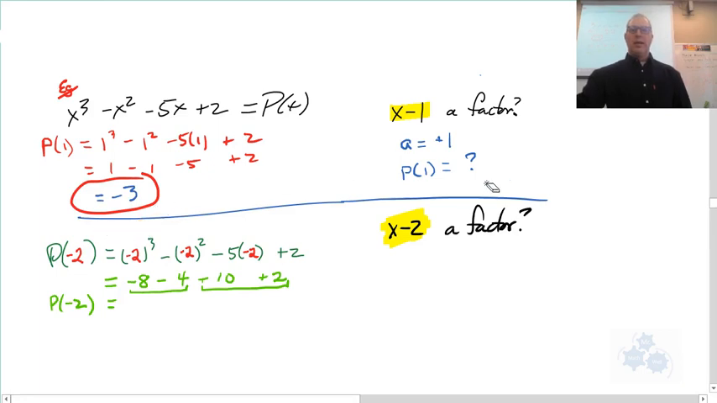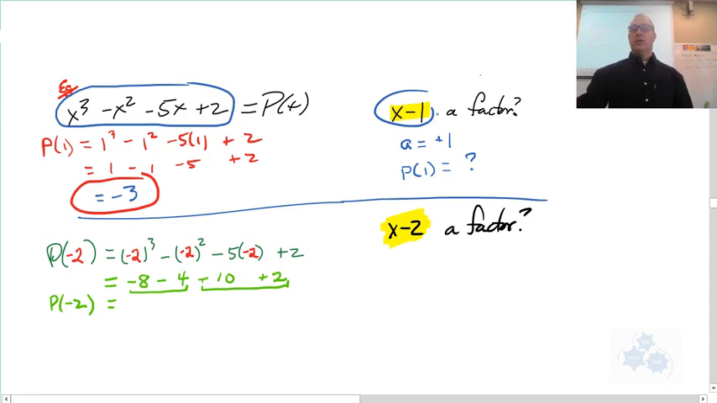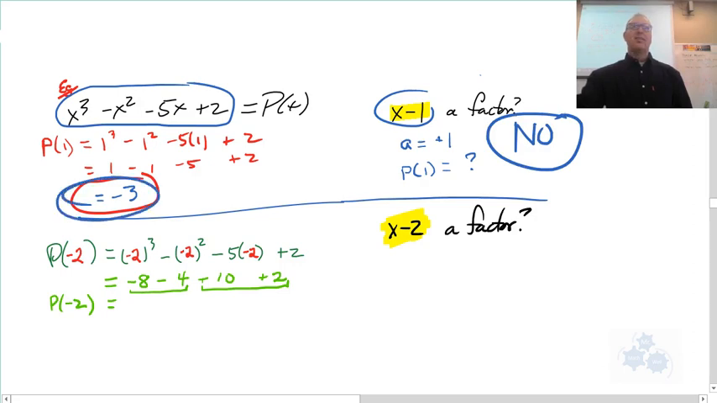Okay. What does this tell us? What does the factor theorem tell us about this polynomial and this factor? Is it a factor, or this binomial? Is it a factor? No, it's not. So this is a big no, because this is not 0. Everyone understand that? Pretty simple. Okay? If the remainder is 0, then we have a factor.